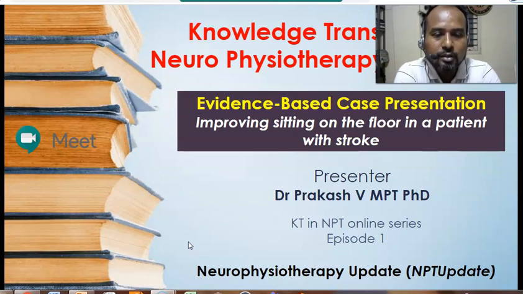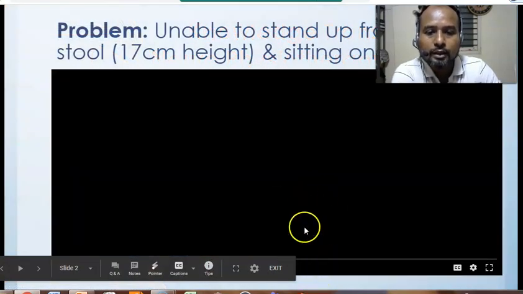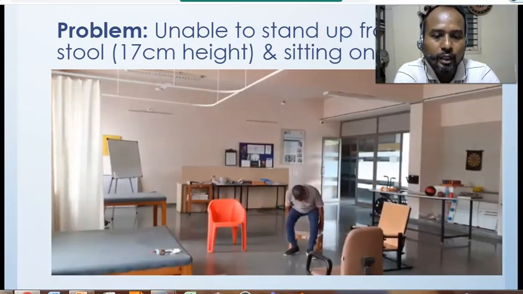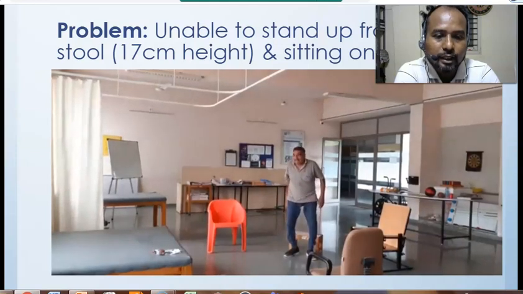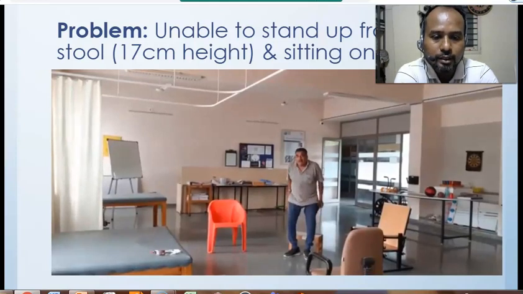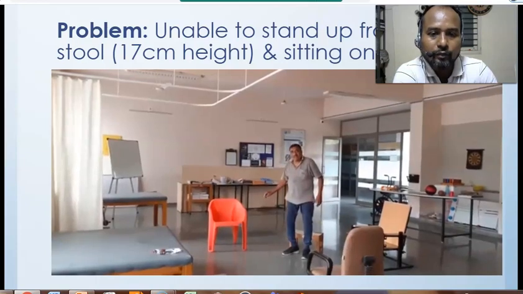In this presentation, my goal is to describe the process by which I have attempted to solve a clinical problem using the steps of evidence-based practice. Now, this is the problem, as you can see in the video. A patient with stroke is having difficulty sitting on a low stool, and is also not able to sit on the floor. So this is the problem that he's having.